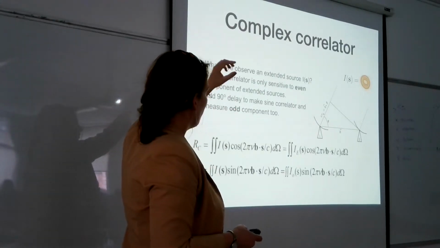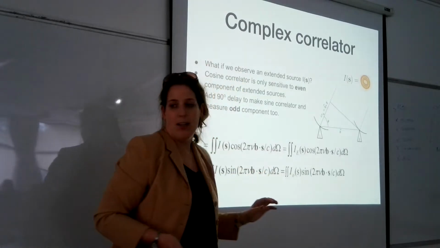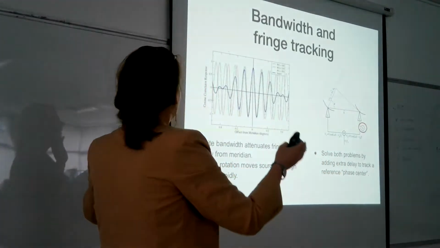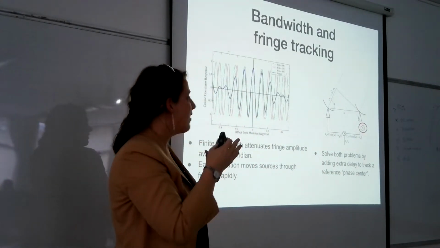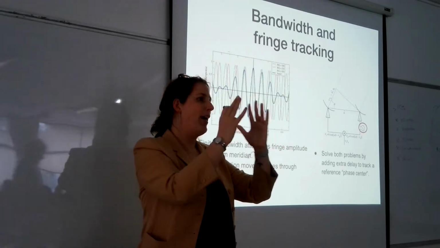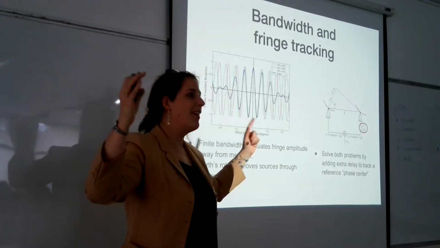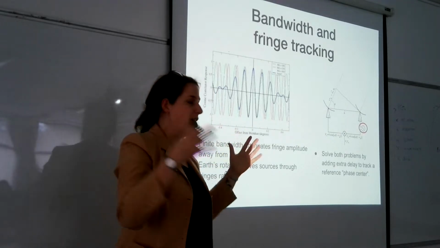So you want to measure both the even component and the odd component, the cosine and the sine, in order to combine them. Then there's a couple of things you need to be aware of. First, there is the bandwidth. So in an interferometer, you always have a limited bandwidth, a limited frequency range. So if you make the bandwidth too wide, you can imagine that your fringes start to interfere with each other.